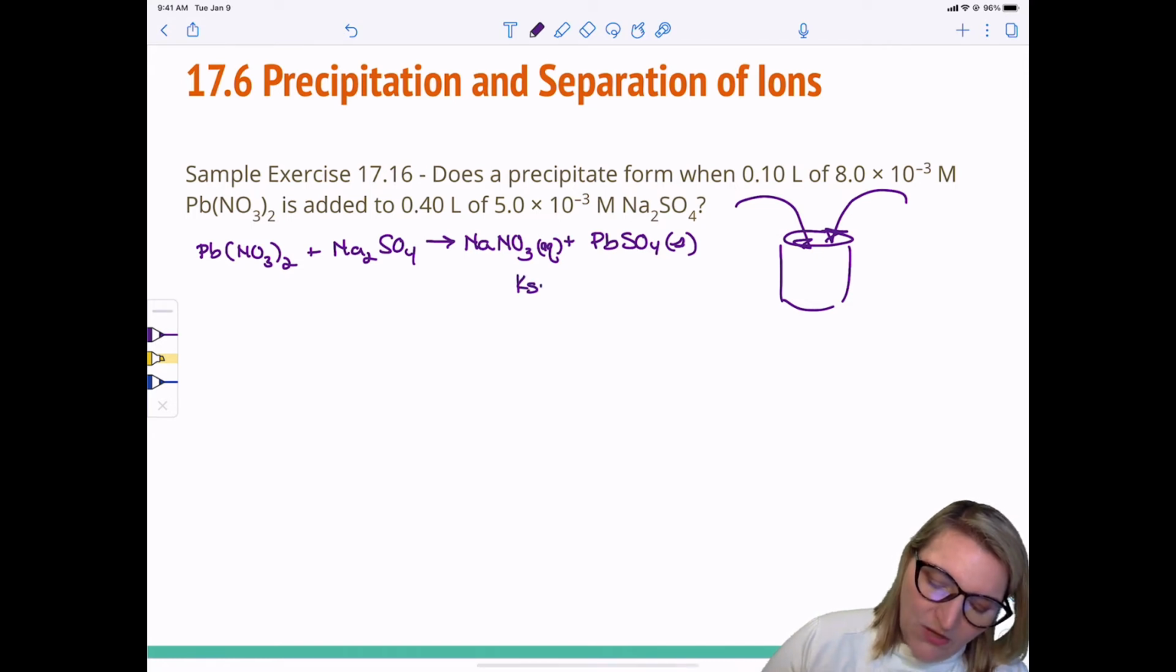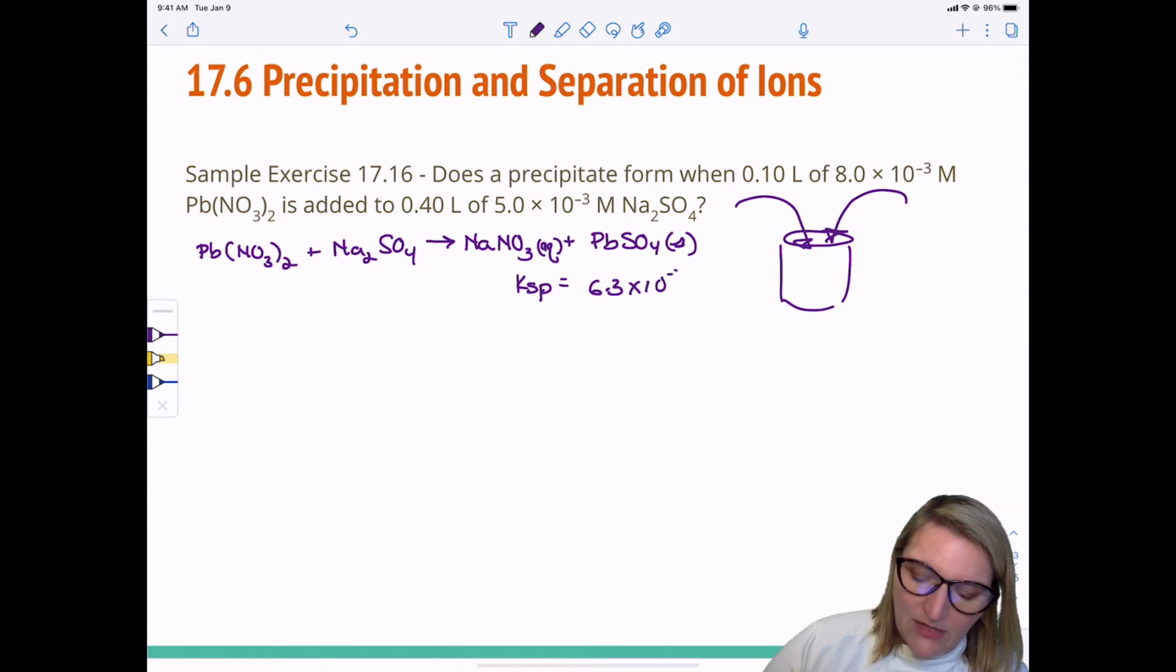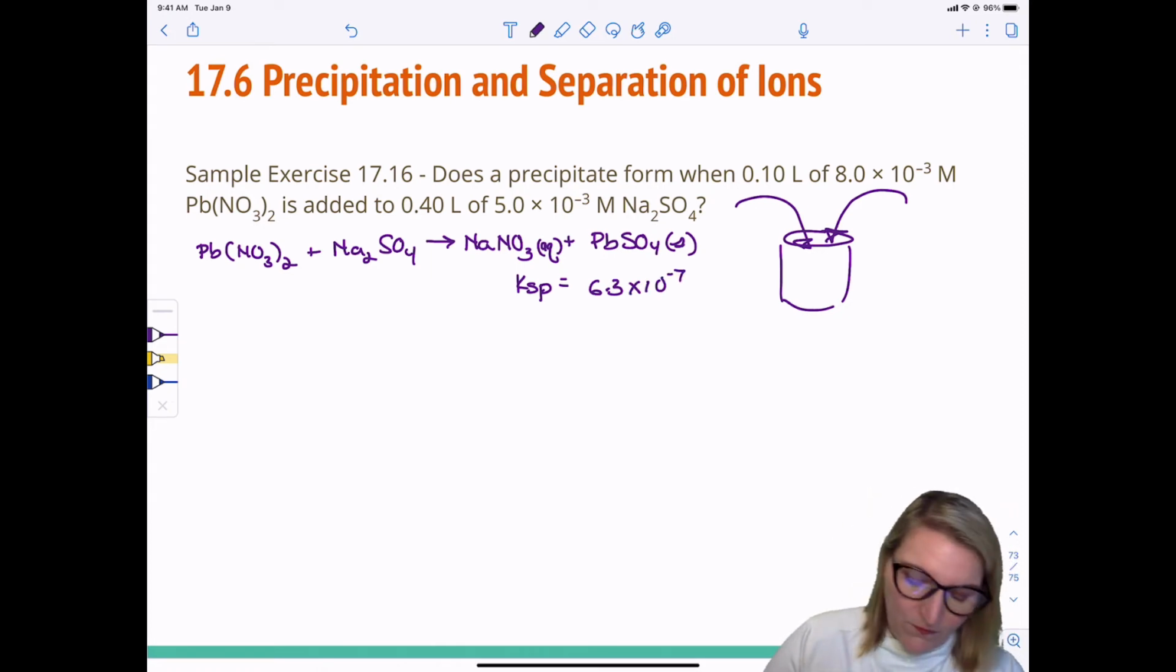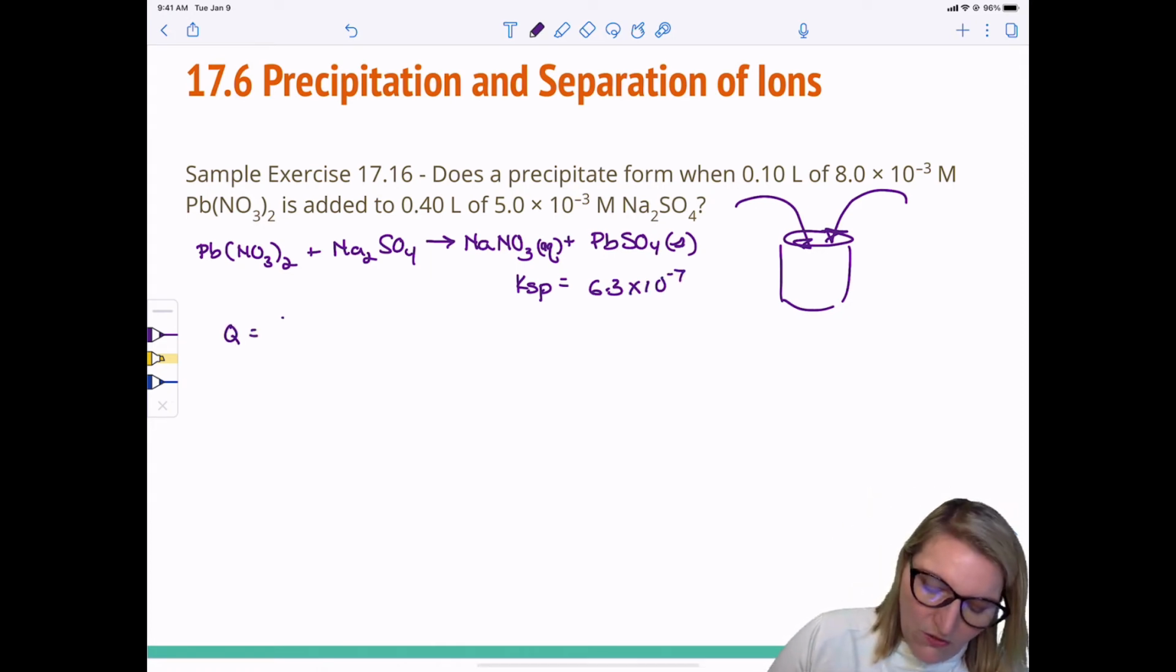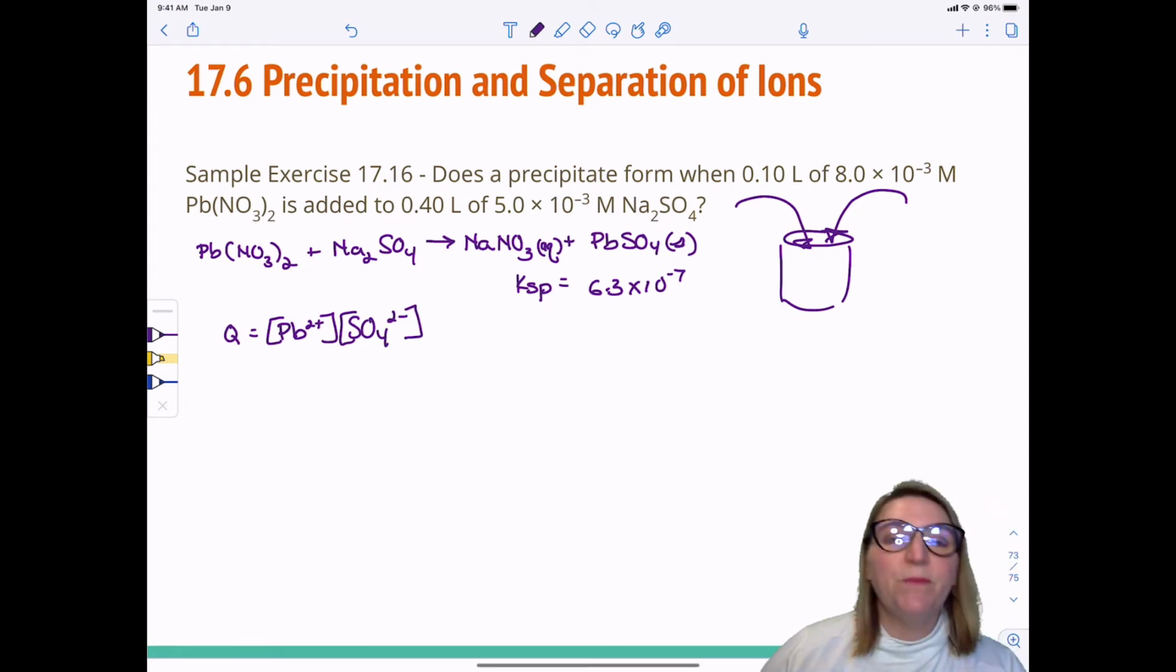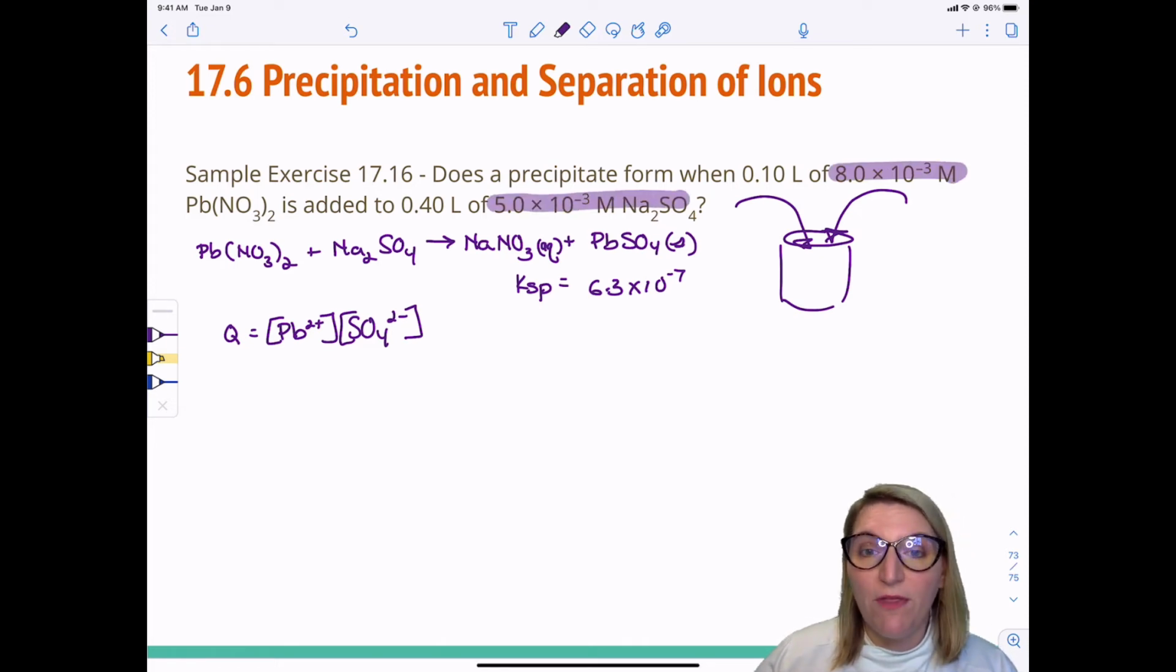The Ksp for lead sulfate is 6.3 times 10^-7. So now we need to calculate Q. In order to calculate Q, of course, it's just going to be the concentration of the Pb2+ times the concentration of the SO4 2-. But I can't just plug in the numbers that are given to me in this problem because these concentrations are before they mix. I'm going to be increasing the volume, so I'm going to be decreasing the concentration.